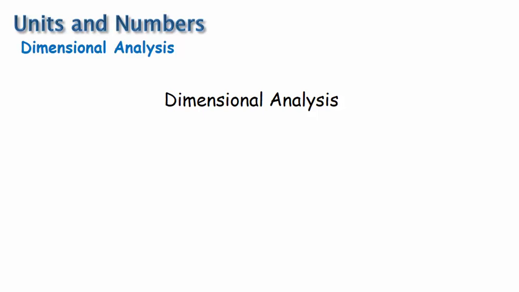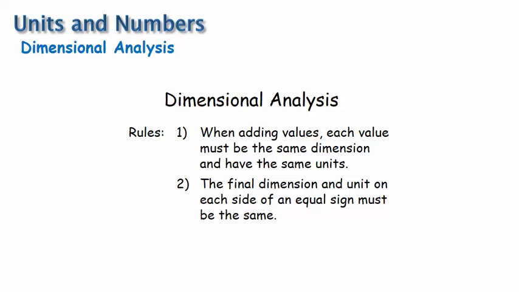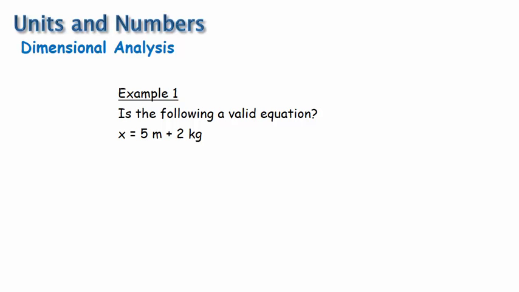The next topic, dimensional analysis, is related to dimensions in units. Dimensional analysis is a useful way to help ensure that you have written an equation correctly. Basically, dimensional analysis consists of two rules. One, when adding values, each value must be the same dimension and have the same units. And two, the final dimension and unit on each side of an equal sign must be the same. Here are a few examples. Is the following a valid equation? The answer is no, because these two terms in the equation do not have the same units. It doesn't make physical sense to add meters and kilograms.